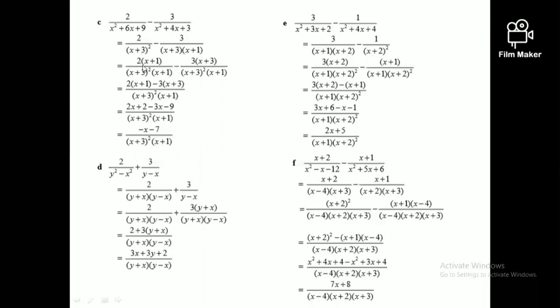Now cover (x plus 3) squared from this denominator. The remaining is (x plus 1), so multiply 2 with (x plus 1). Minus, cover this denominator: one (x plus 3) and another (x plus 1) from this denominator. So the remaining is (x plus 3). So multiply 3 with (x plus 3). The answer is 2 into x is 2x, 2 into 1 is 2, minus 3 into x is minus 3x, minus 3 into plus 3 is minus 9. 2x minus 3x is minus x, 2 minus 9 is minus 7.